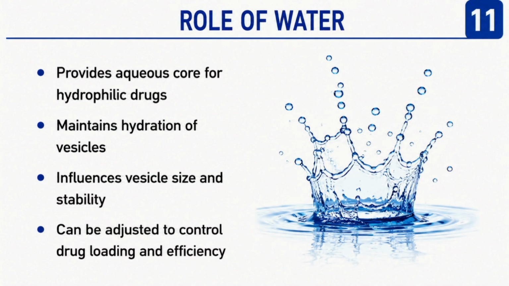And role of water. Water acts as a continuous aqueous phase. It mainly hydrates the phospholipids and provides the environment required for vesicle formation. The water to ethanol ratio influences the vesicle characteristics. Changes in the hydration conditions can affect the vesicle size, lamellarity, drug entrapment and stability. Therefore, water is not merely a diluent here. It is an important formulation variable, right?